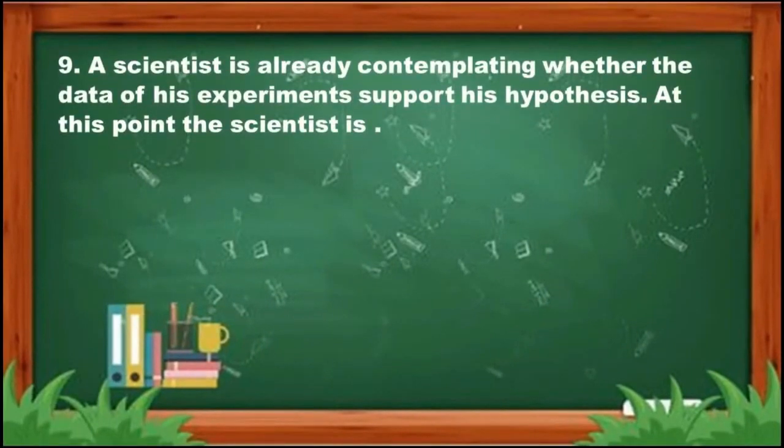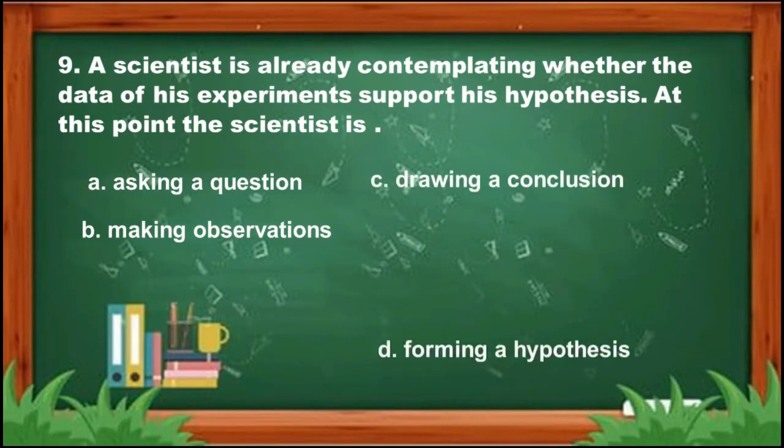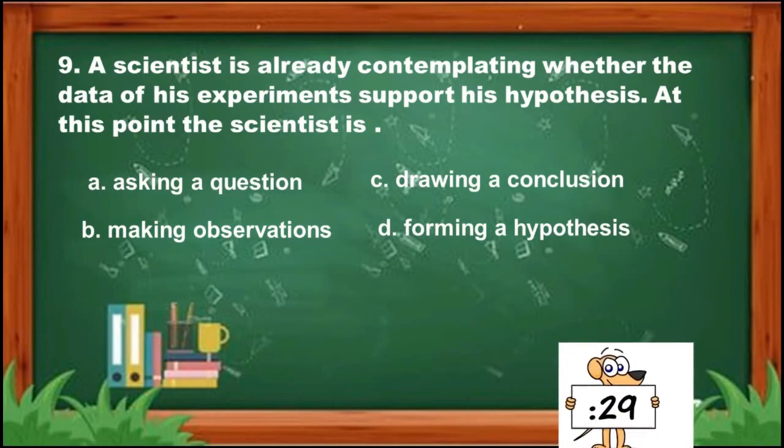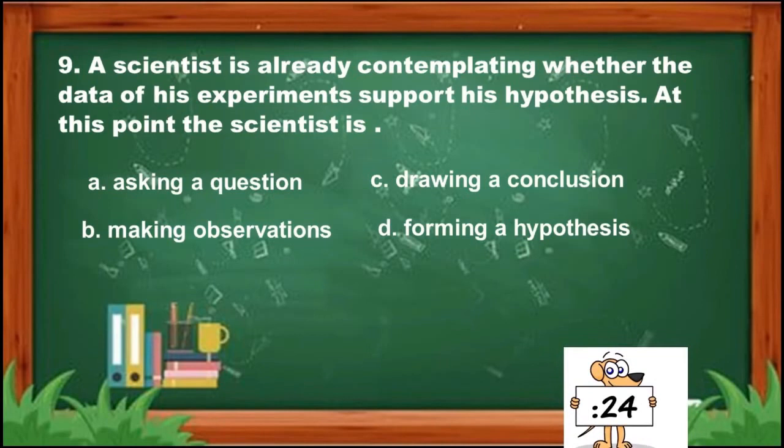Number 9. A scientist is already contemplating whether the data of these experiments supports his hypothesis. At this point, the scientist is A. Asking a question. B. Making observations. C. Drawing a conclusion. Or D. Forming a hypothesis.